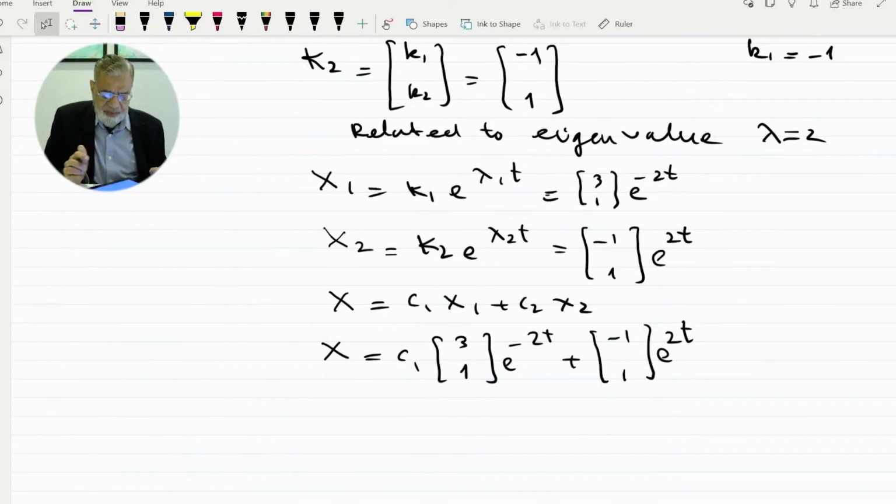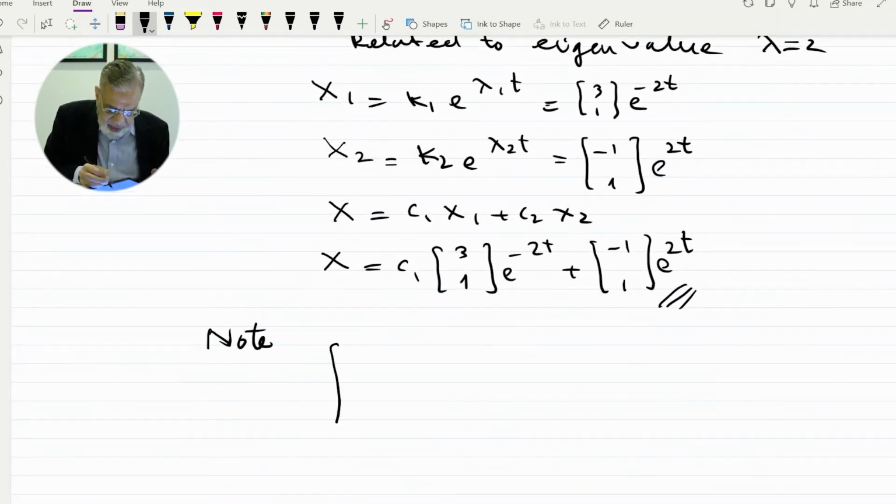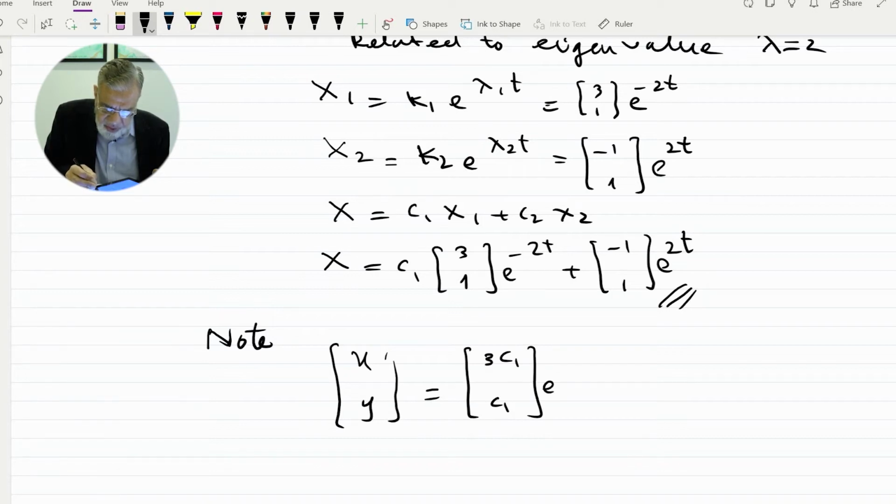I can rewrite this one, and this is complete, but just as a note, we can write this one also in the form we have here: x, our x is (x, y), and this is equal to 3c1 and c1, e to the power minus 2t, plus c2, and we can write this as minus c2, plus c2 e to the power 2t. So we rewrite this one.